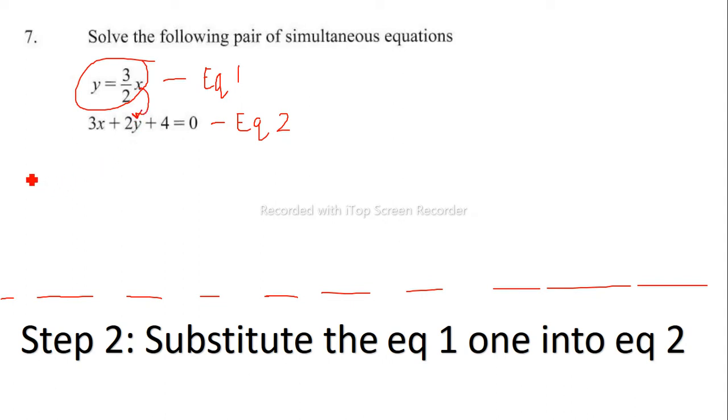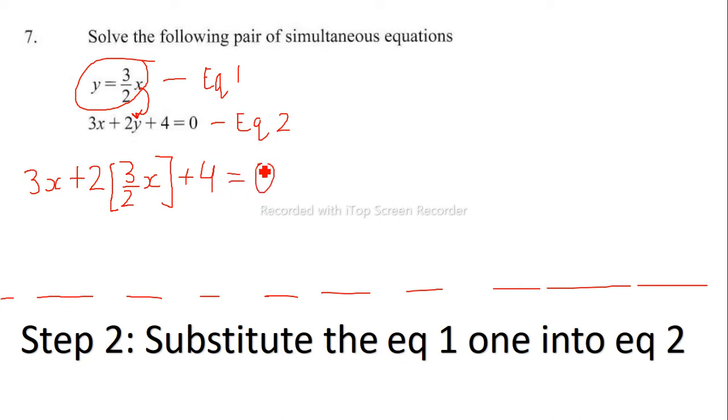So this is going to be 3x plus 2. What are we going to put instead of y? 3 over 2x, because they tell us that y is 3 over 2x. So since y is 3 over 2x, then just put it in. So it's going to be 3 over 2x, open bracket, plus 4 equals 0.